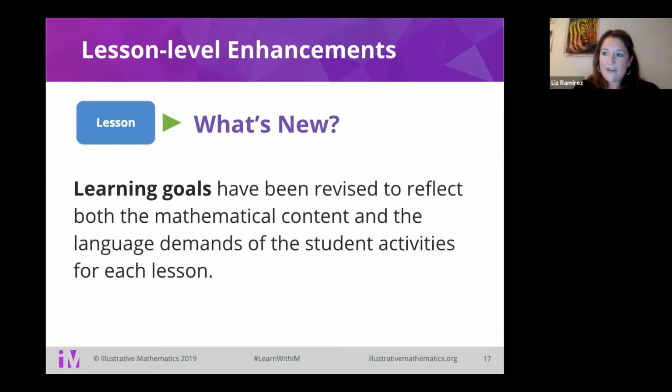Apologies, for some reason, my computer is not advancing at the same time as I speak. I'll give you a moment to read through this example from a lesson in grade 6. Think about what you notice when you compare the original learning goals with the revised version.